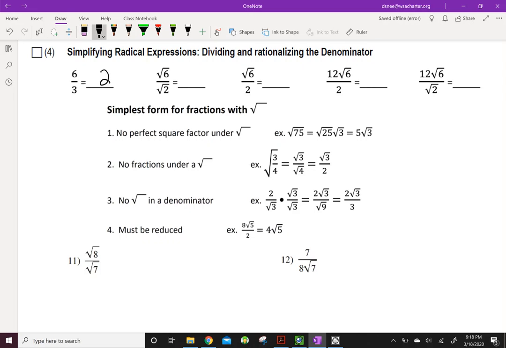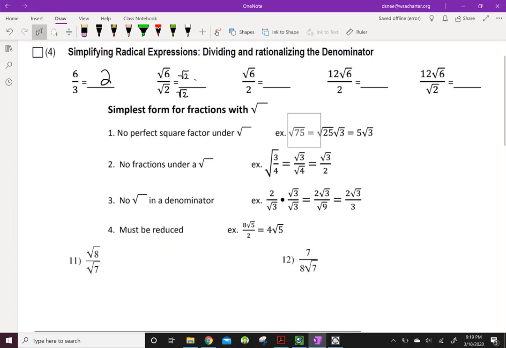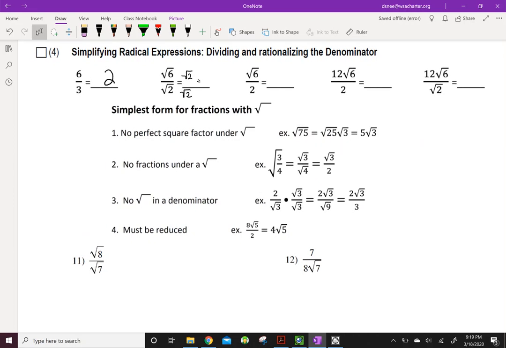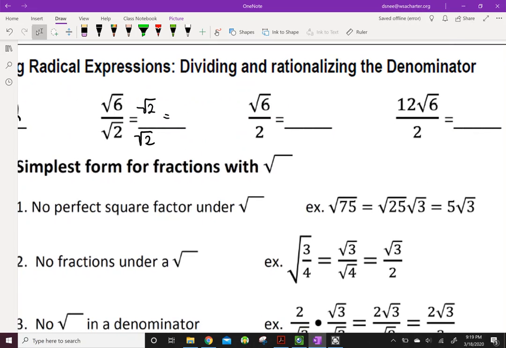That equals 2. And the next one is the square root of 6 divided by the square root of 2. So what we're going to do there is multiply the numerator and the denominator by the square root of 2, which is going to give us the square root of 12 divided by the square root of 4, which is 2.